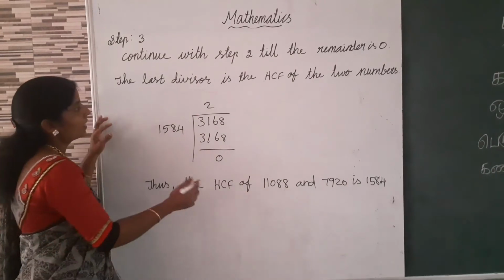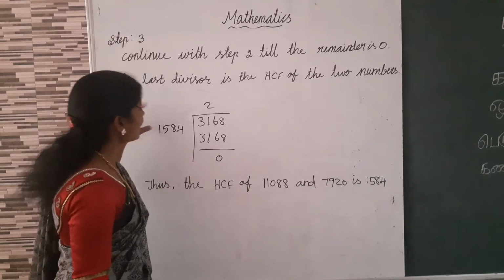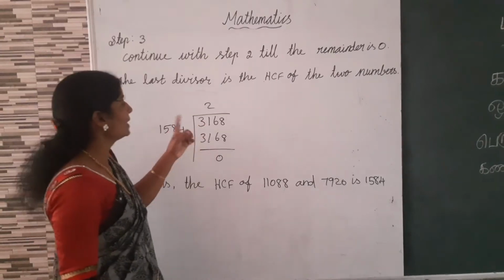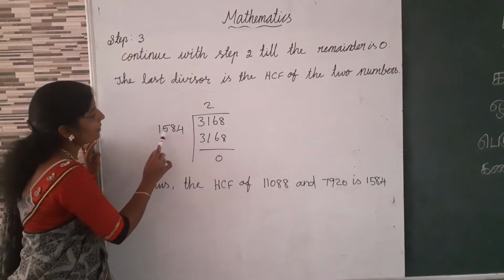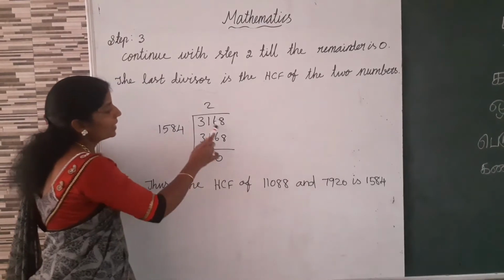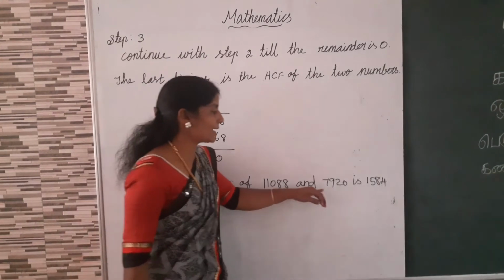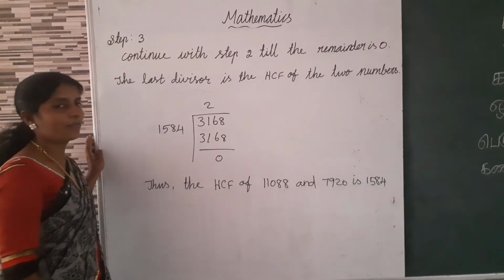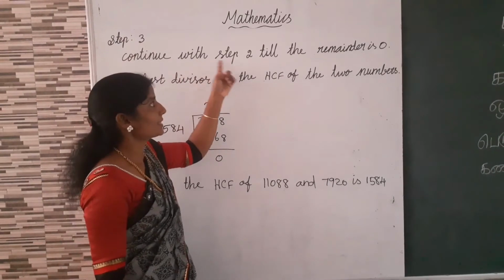Now here, in step 2, we got the remainder 1584. That is the new divisor. Then the old divisor is the new dividend. So 1584 times 2 is 3168. Now we got remainder 0. So the HCF of 11,088 and 7,920 is 1584.